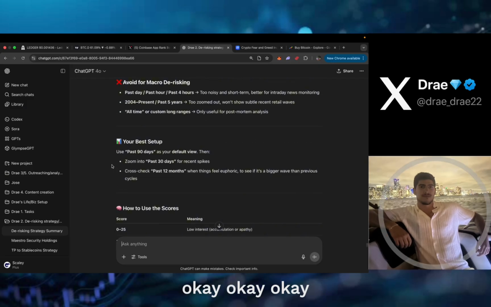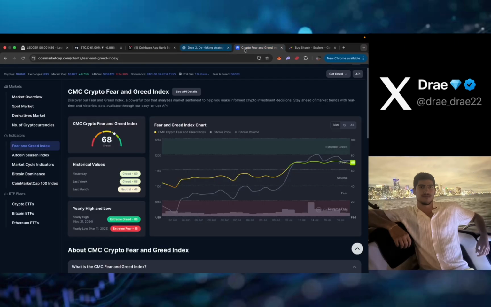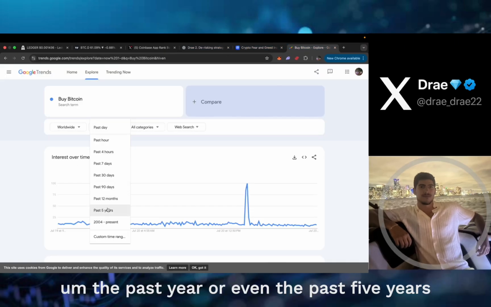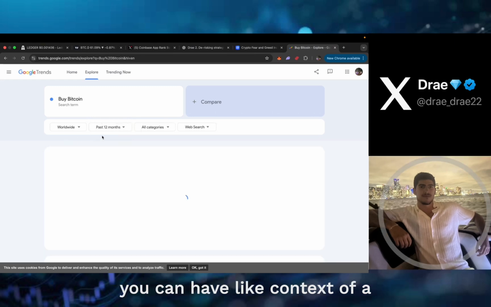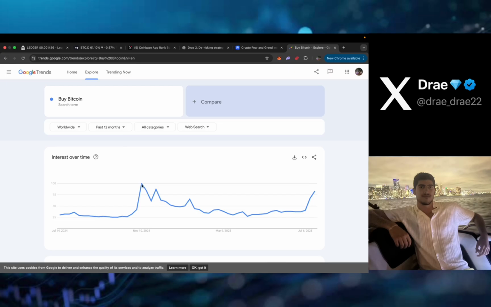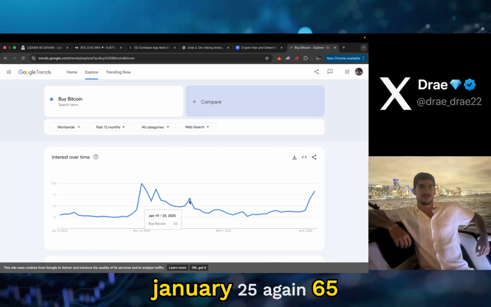Okay. So fair enough. You can compare it with the past year or even the past 5 years, so you can see every time alts went crazy and have context. November was at 100, December was 87, January 25, again 65.